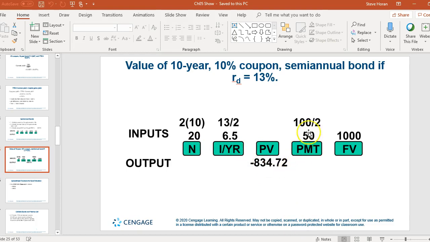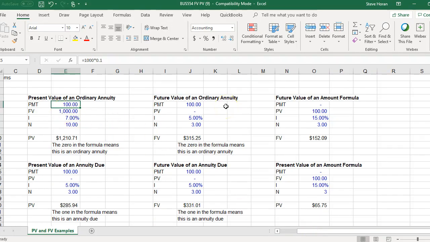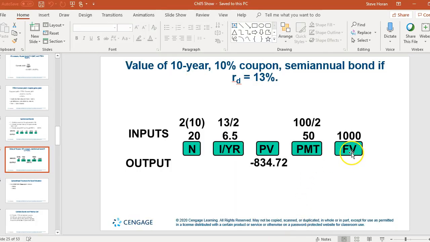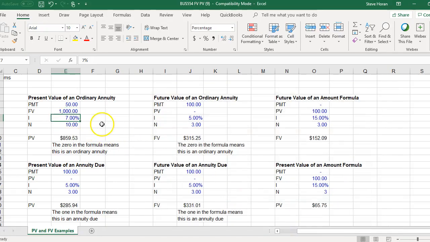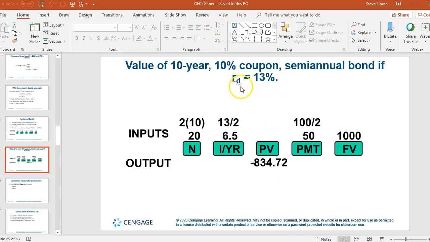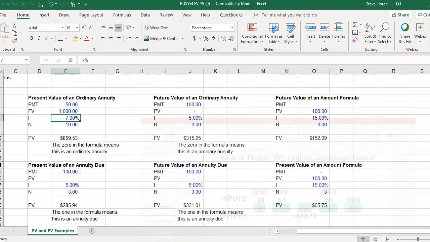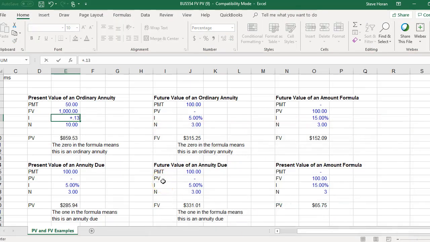So let's look at the payment. It's a 10-year, 10% coupon. So 10% times 1,000 is $100. I divide that by 2. So 1,000 times 10% divided by 2 is what I'm going to change. So $100 becomes $50. My future value is still 1,000. Nothing changes there. My interest rate, though, they told me that the R sub D, the market rate of interest, is 13. So I take 0.13, I divide it by 2, and I get 6.5.